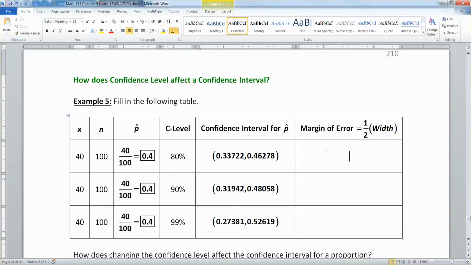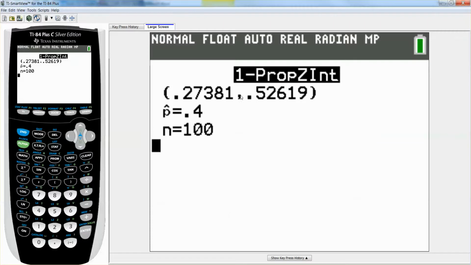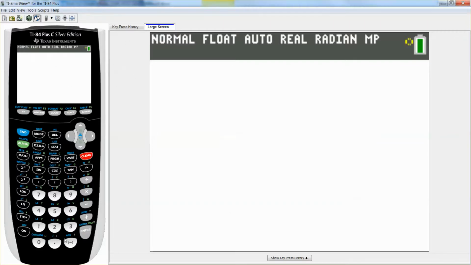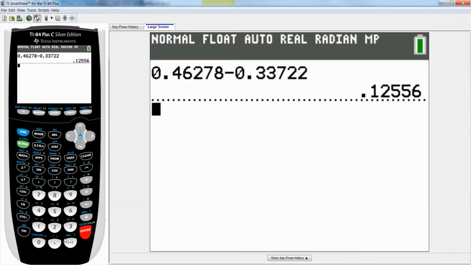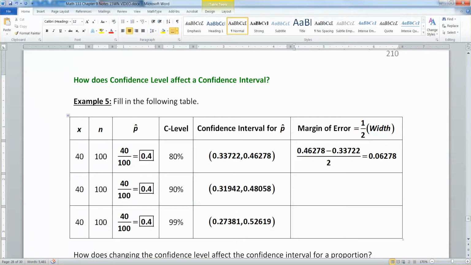So to find the error, what we need to do is half the width. So we have to subtract the two values and divide by 2. So let me subtract 0.46278 minus 0.33722. Oh, I could have done it in parentheses, but that's all right. Then I divide by 2, and I get 0.06278, which is just what I put here. And then we'll do it again and again. So you just grab your calculator and subtract, divide by 2, you'll get that number.